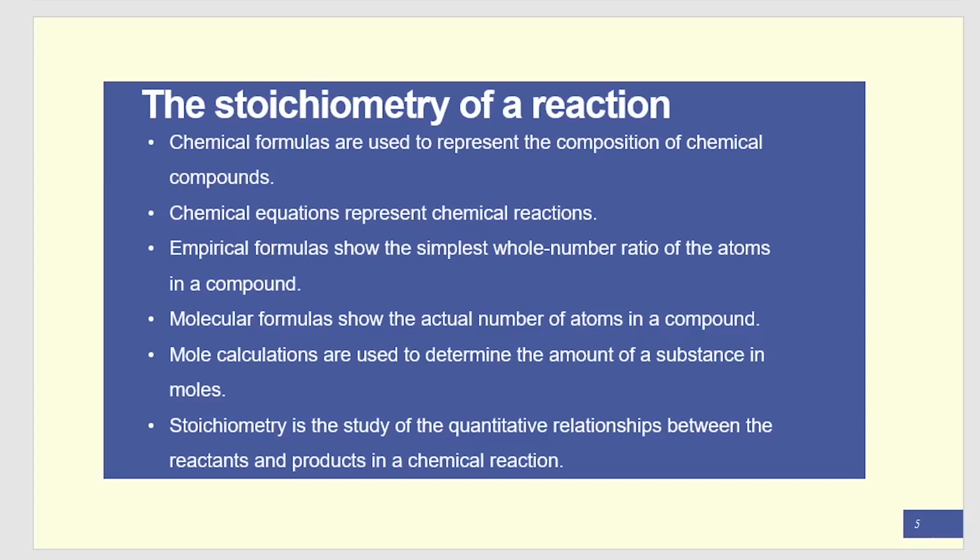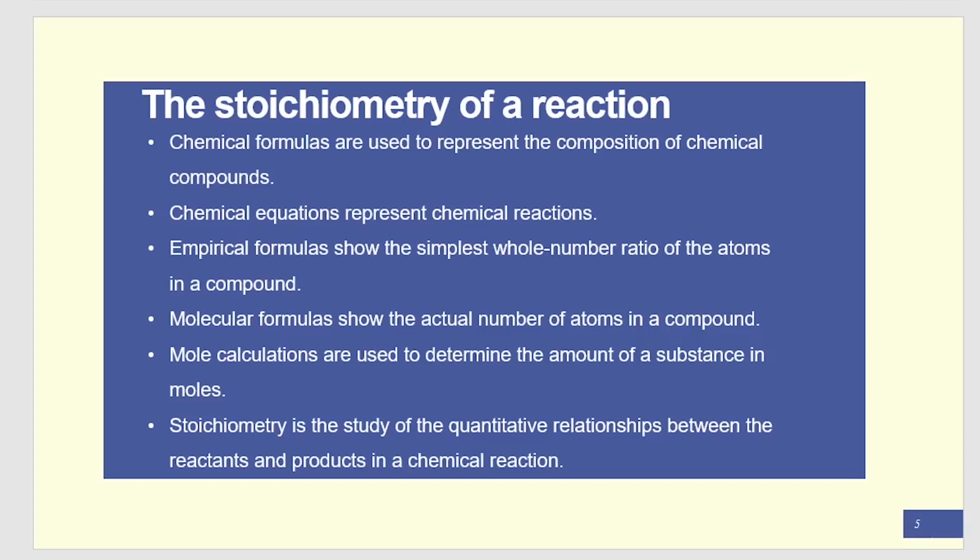You will learn that chemical equations represent chemical reactions, and they are written using chemical formulas, and they show how the reactants are converted into products. You will learn that empirical formulas show the simplest whole number ratio of atoms in a compound. You're also going to learn that molecular formulas show the actual number of atoms in a compound. You will learn that mole calculations are used to determine the amount of a substance in moles.